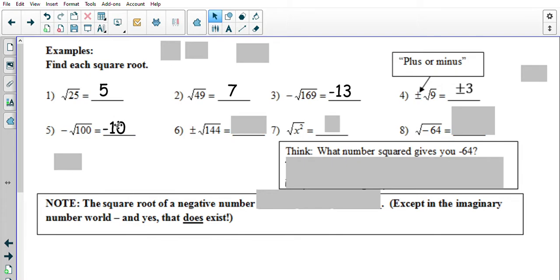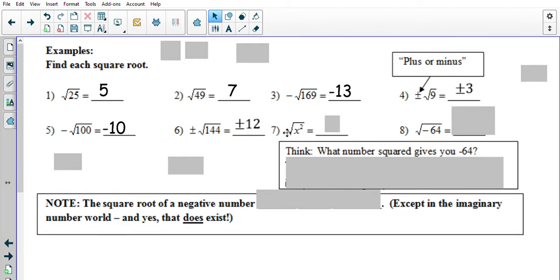Number 6, plus or minus square root of 144. What number multiplied by itself gets you 144? If you were thinking 12, you're correct. Just pop that plus or minus sign in front to get plus or minus 12.